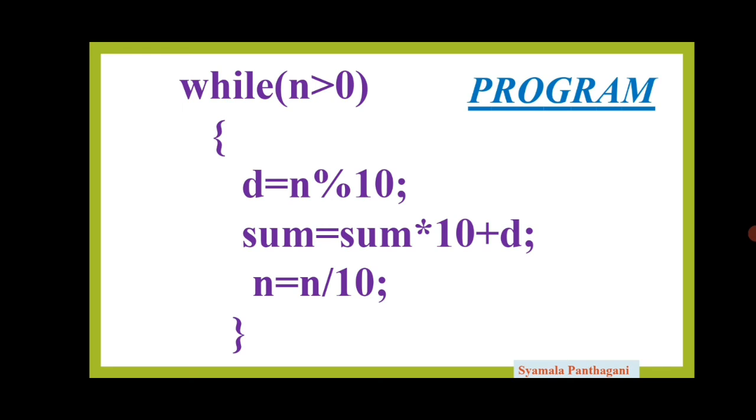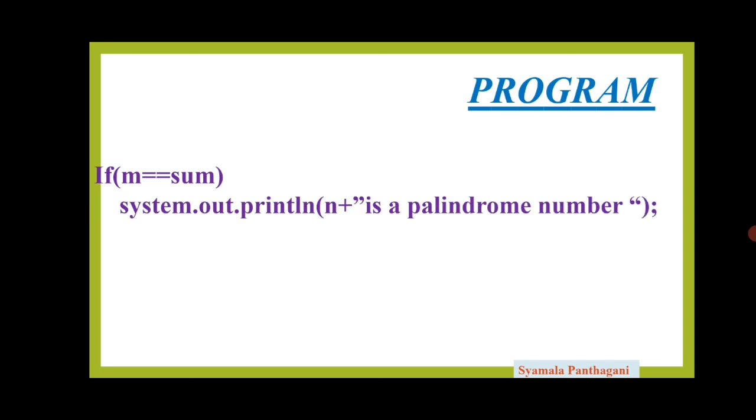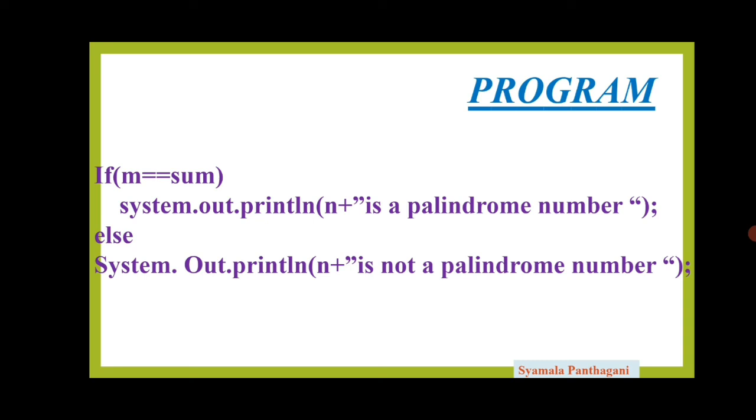Now we are going to write the output segment. The output segment is: if m is equal to sum, system.out.println n is a palindrome number. Else, system.out.println n is not a palindrome number. Then two closed brackets, one for the main and another for the public class.